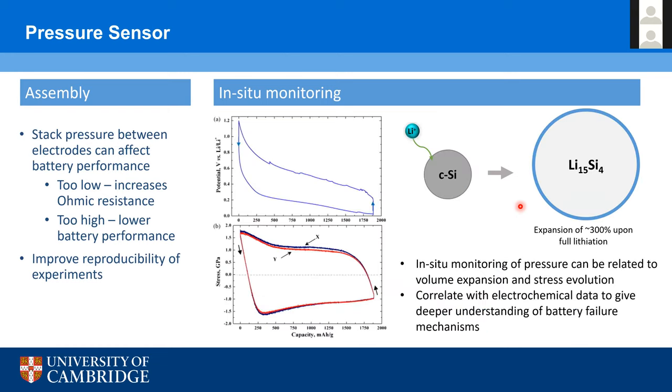We have many strategies to try to mitigate this pulverization and extend the cycle life of silicon anodes. But we think including a pressure sensor would be really interesting to monitor these changes in pressure, correlate them to the volume expansion, and gain further insight into battery failure mechanisms.